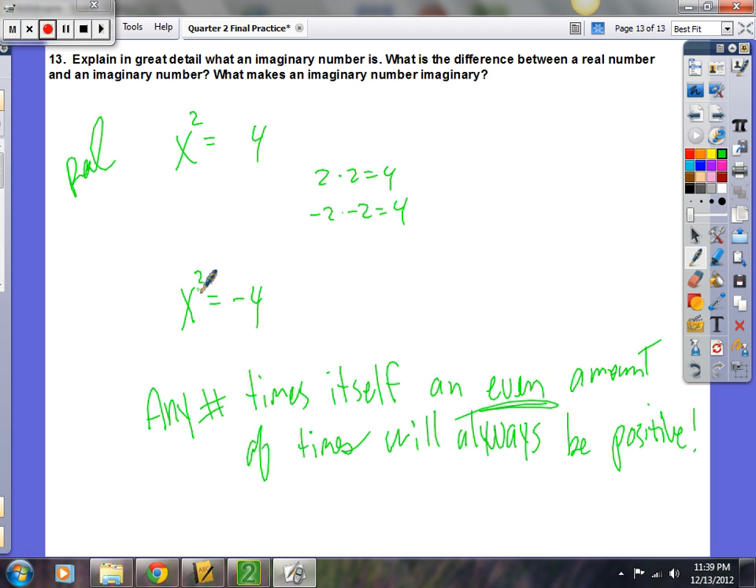So here's what it's saying. You're multiplying a number twice. That's an even amount. Your answer is negative. Well, that's illogical. Your answer can never be negative if you multiply anything twice, or 4 times, or 6 times, or 8 times. If you multiply something an even amount of times, it's always going to be positive. Can never be negative. So this is an imaginary description.